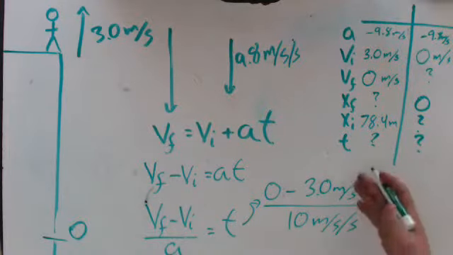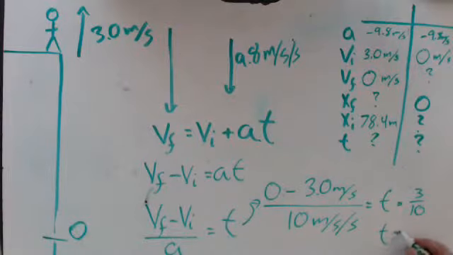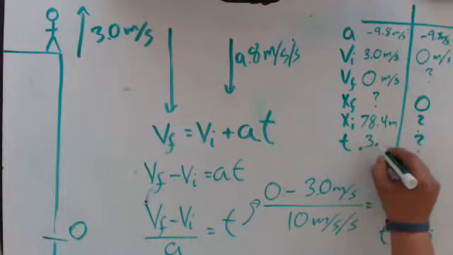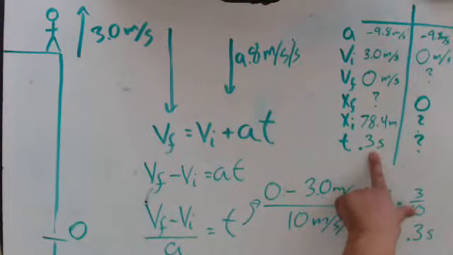That is equal to my time, so I'm left with 3 over 10, which is, just to be complete, approximately 0.3 seconds. So my time for the first bit of motion is 0.3 seconds. Now it's an approximation because I said that this was 10 and not 9.8. So if you get a different number, it's about the same. Don't panic. It's not you, it's me.